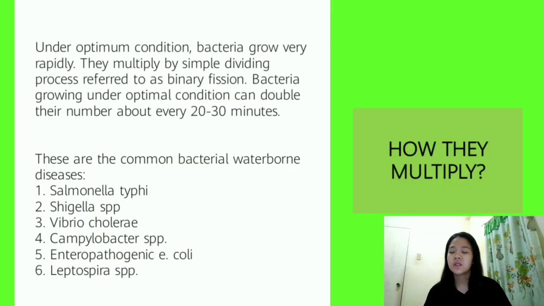So next is how the bacteria multiply. Under optimum conditions, bacteria grow very rapidly. They multiply by a simple dividing process, referred to as binary fission. Bacteria growing under optimal conditions can double their number about every 20 to 30 minutes. This means that as long as the nutrients hold out, even the smallest contamination can result in sizable growth in a very short time.